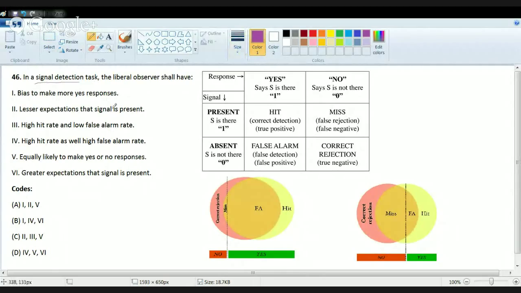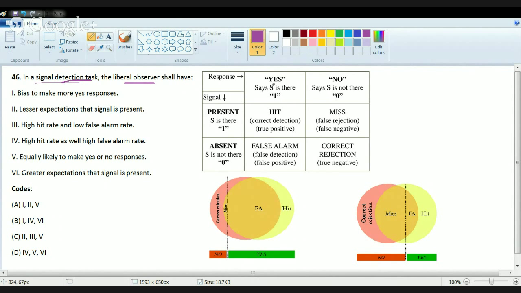This question is basically on signal detection theory, and the question asks about what would be the behavior of a liberal observer. Before we try to answer this question, let's first understand signal detection theory. Under signal detection theory, the author tries to focus on the response that is given in a very simple mathematical model to transmit signals for decision making.